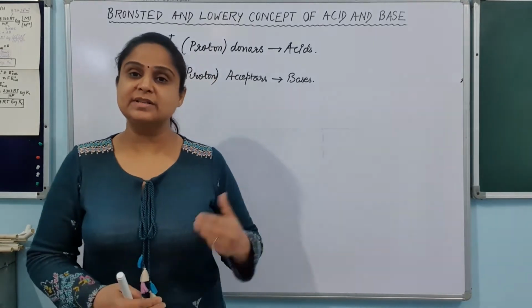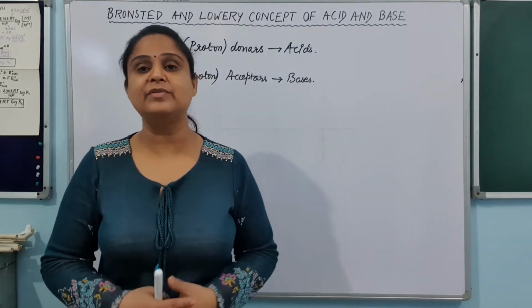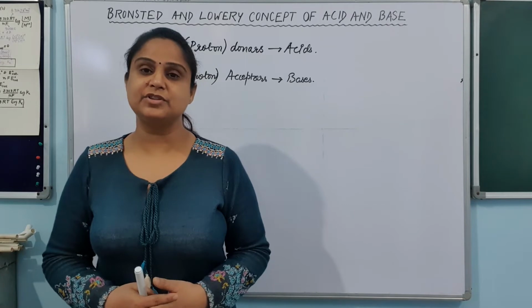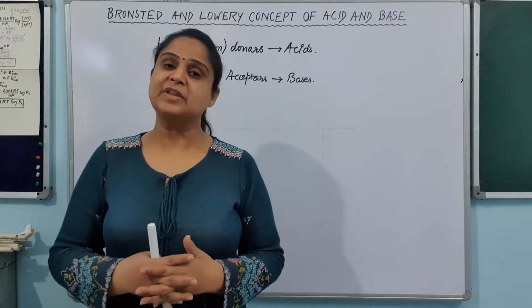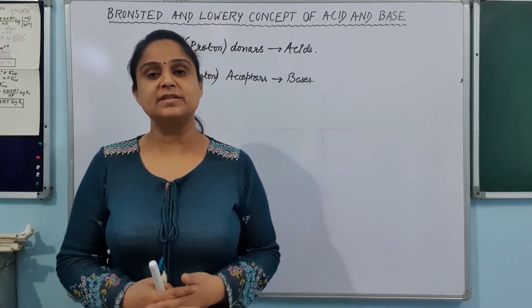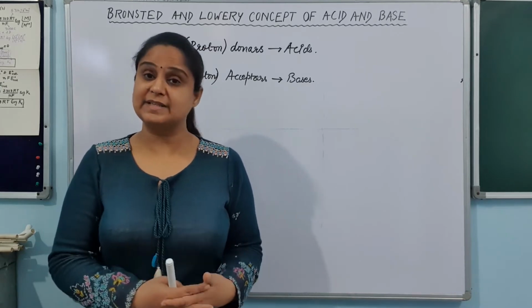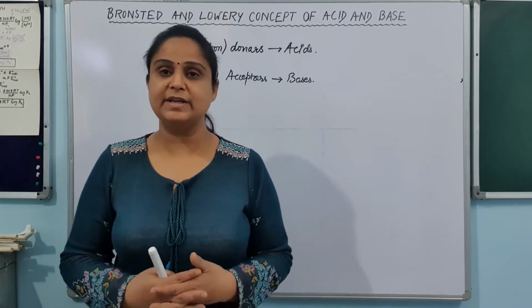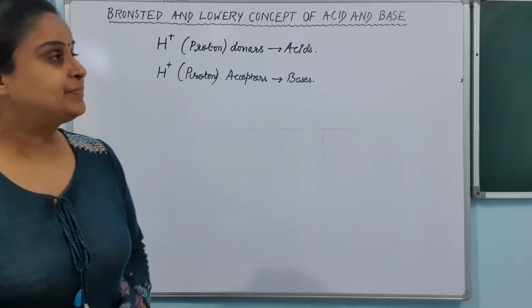Now this theory is going to work for these types of limitations of Arrhenius. So now we will understand what the Bronsted and Lowry concept says about acids and bases, and how it explains them. So let's see.